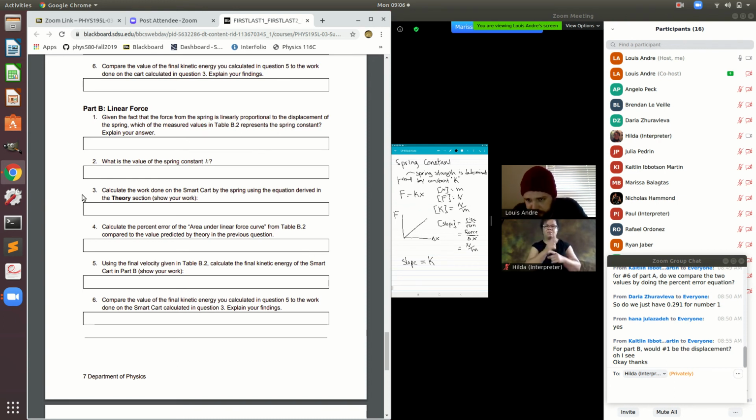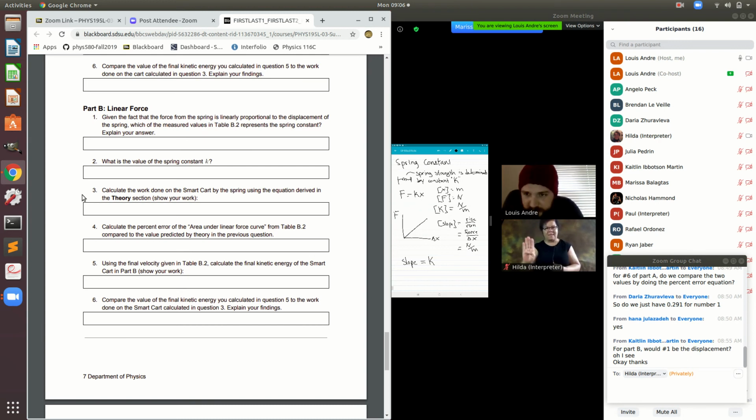4, percent error, area under the force curve from table B2 compared to the value predicted by theory in the previous question. So your area under the curve from part B is going to be your observed, and then the theory is going to be whatever you got from question 3, and that's what you're going to do for your percent error for question 4 on part B.